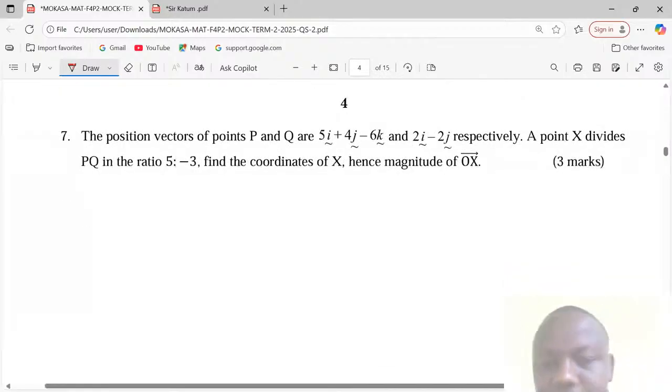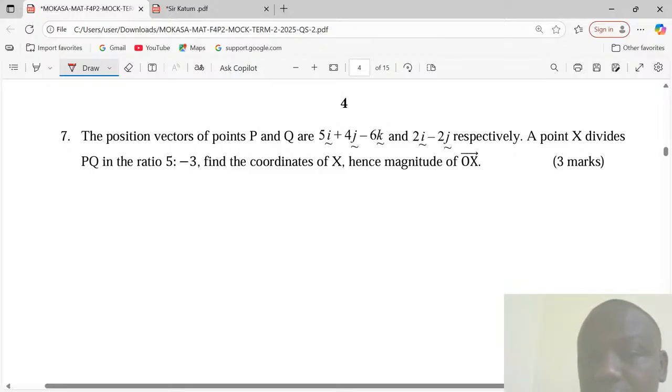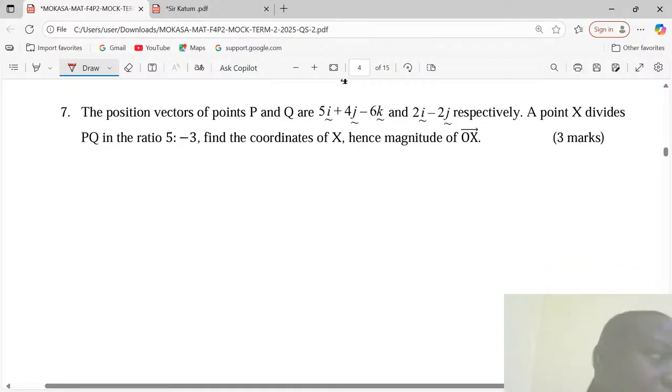We can check this question, which is on a ratio theorem, proportional division of a line, negative scale. When the proportions are negative, how do we proceed? The position vectors of points P and Q are as given there. Then we are told that a point X divides PQ in the ratio of 5:3. Find the coordinates of X, hence the magnitude of OX.